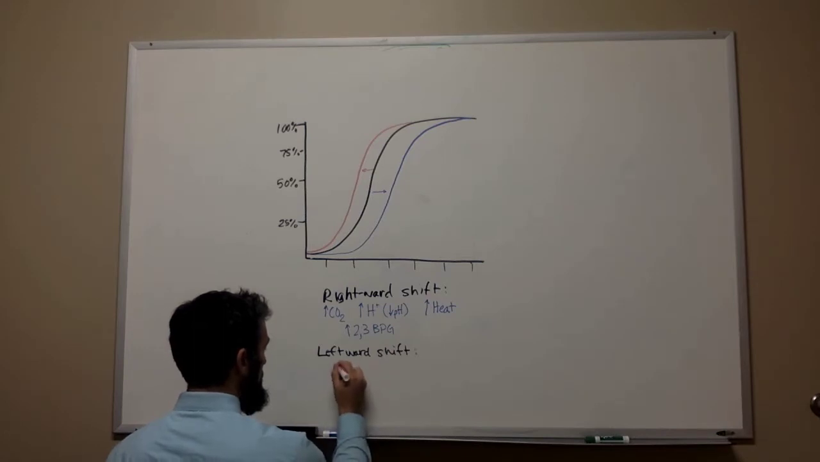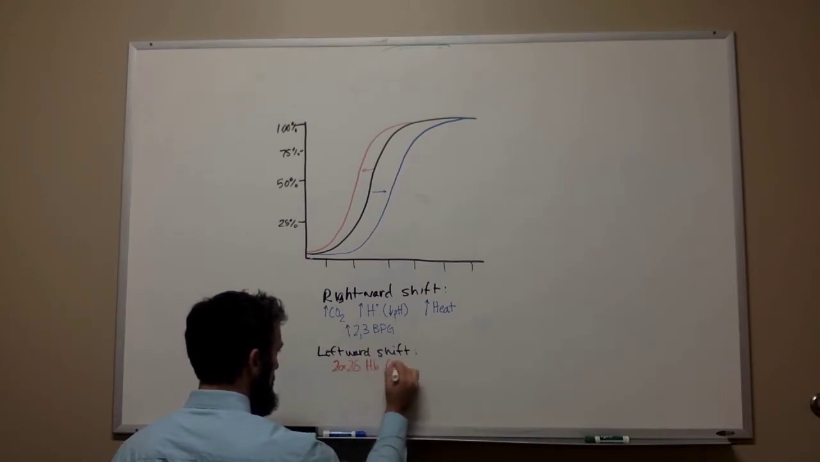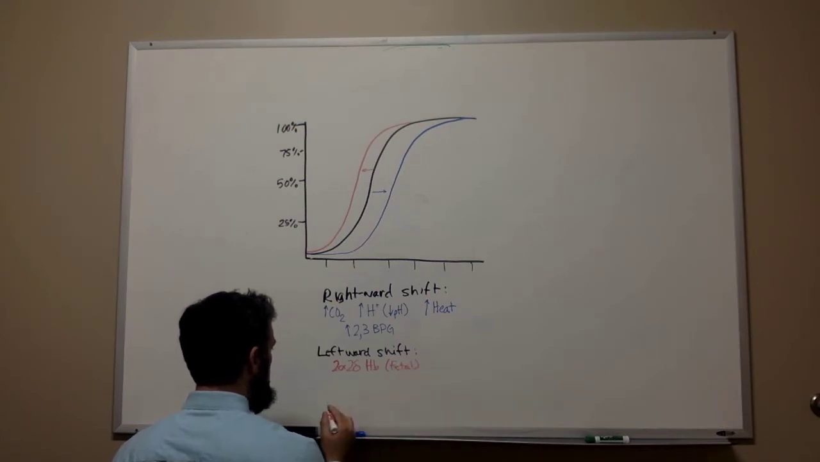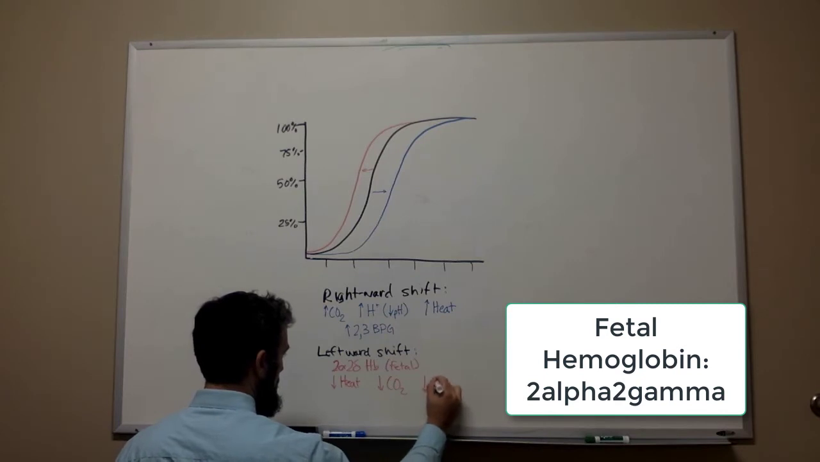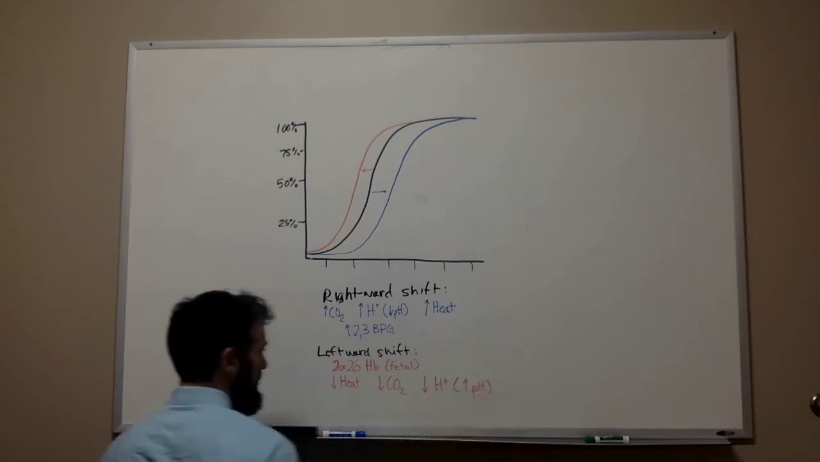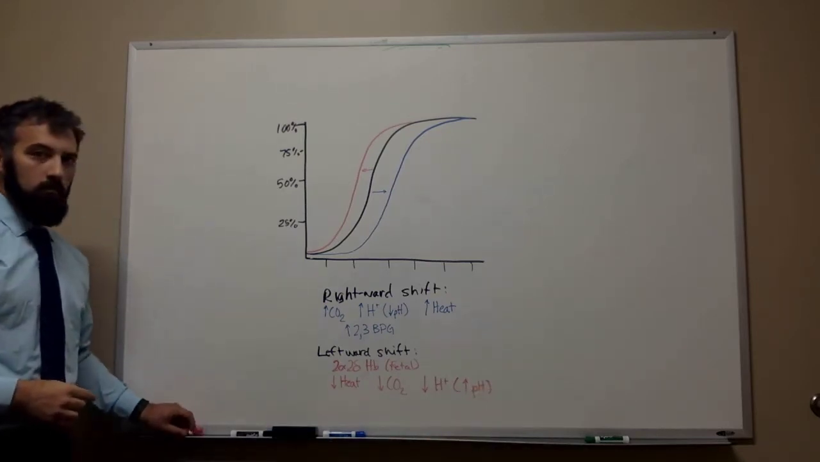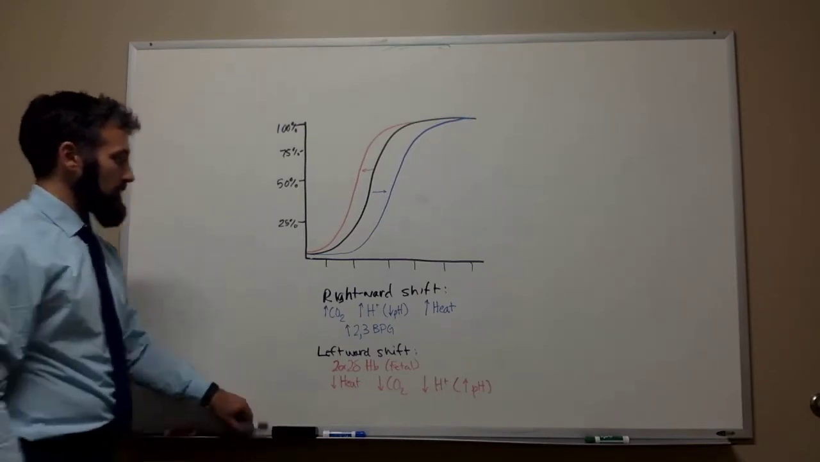To cause a leftward shift, then that is a decrease in heat, a decrease in CO2, a decrease in H+ ions, or essentially an increase in pH, or the use of fetal hemoglobin. Fetal hemoglobin is similar to adult hemoglobin, but instead of the beta chains on it, it's 2 alpha, 2 gamma hemoglobin. Please ignore what I wrote. It's not 2 alpha, 2 delta, it's 2 alpha, 2 gamma. It doesn't really mean much, it's just it holds on to oxygen a little bit better, which is good if you have a fetus inside of you, so that you can actually get the fetus to have oxygen.